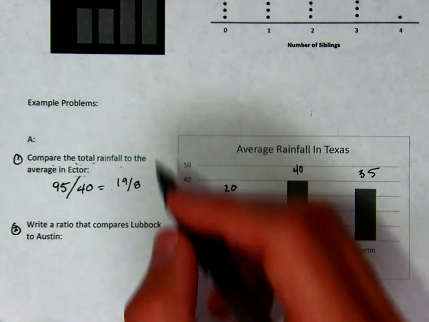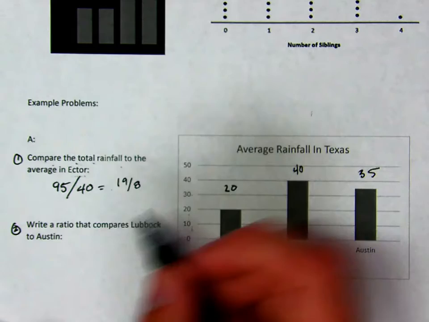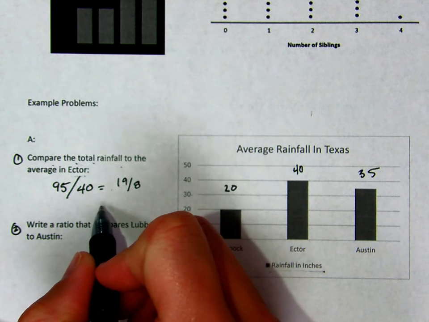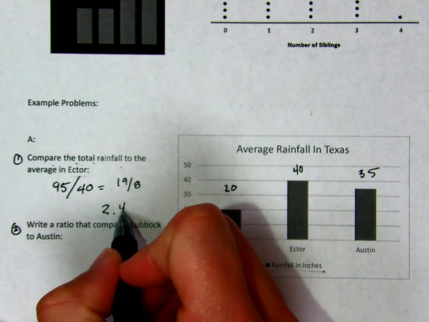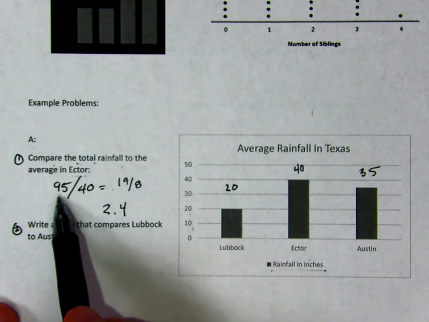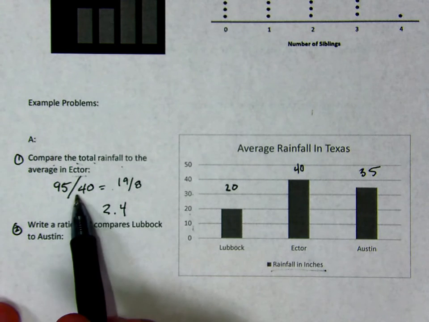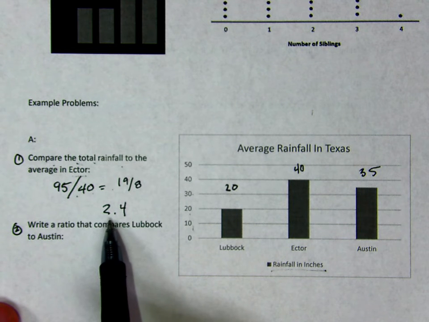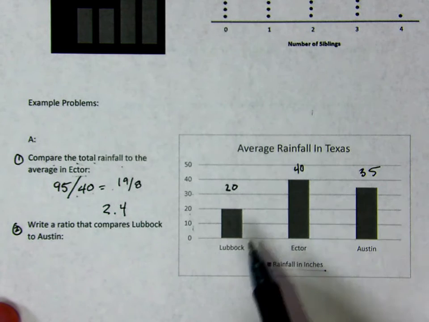Okay, and I want you rounding to the nearest tenth. Okay, rounding to the nearest tenth. So off of that, we've got our fraction. Once we reduce, we get 2 point, and when we round to the nearest tenth, we get 2.4. So that means that our total rainfall of these three cities, compared to the average in Ector, the total is 2 times, or almost 2.5 times, as much as Ector.